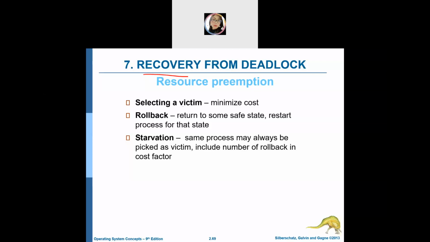So for recovery from deadlock: resource preemption, selecting a victim to minimize cost, and rollback, which is returning to a safe state and restarting the process from that state. It is similar to our safety algorithm. We check one by one. If it does not meet the condition of the flow, we check another process. And for starvation, the same process may always be picked as a victim, so include the number of rollbacks in the cost factor.